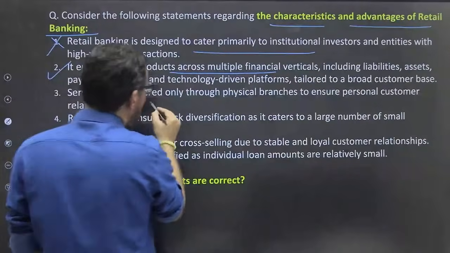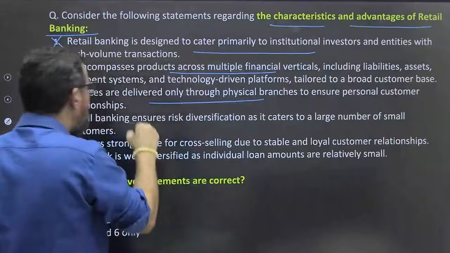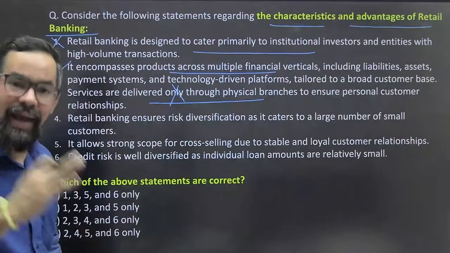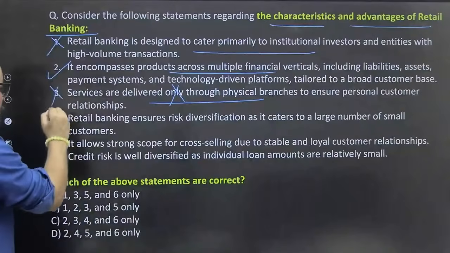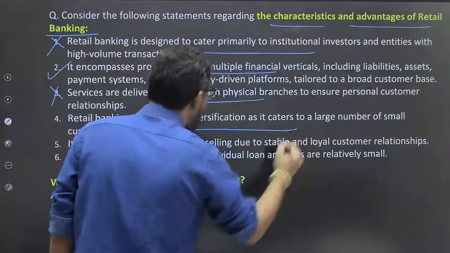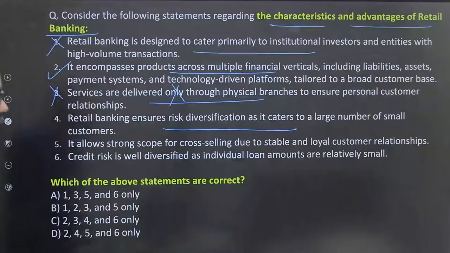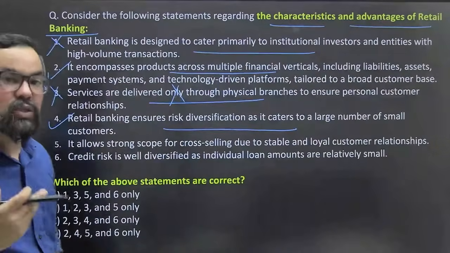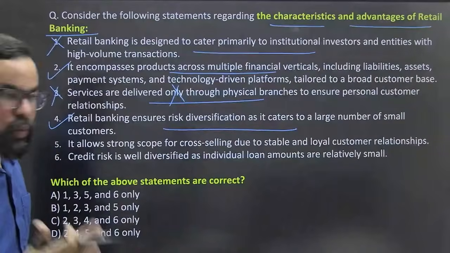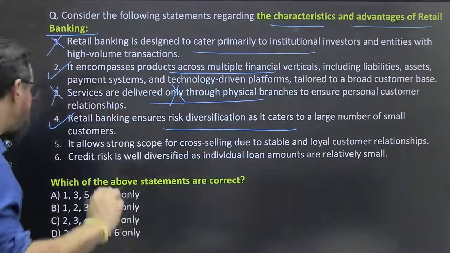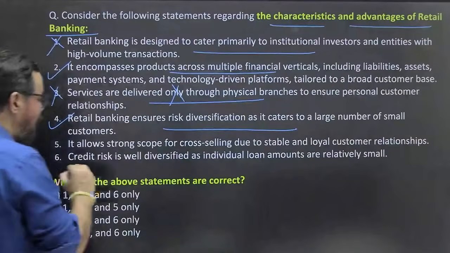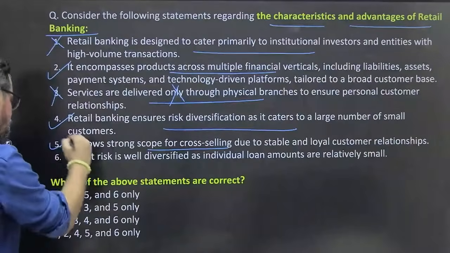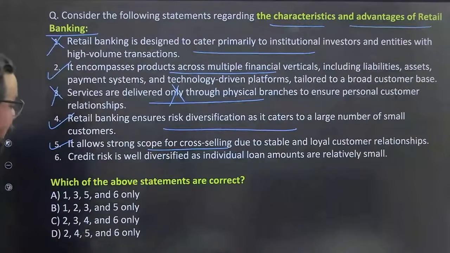Services are delivered only through a physical network. Not only through physical; we have multiple delivery channels, physical as well as online. So this is again wrong. Retail banking ensures risk diversification as it caters to a large number of small consumers. 100% true. So it helps us eliminate the concentration risk in our books, on the funding side as well as the asset side. Next, it allows strong scope for cross selling due to stable and loyal customer relationships.